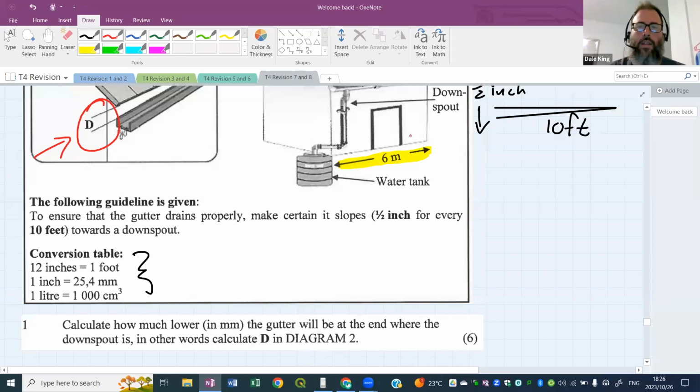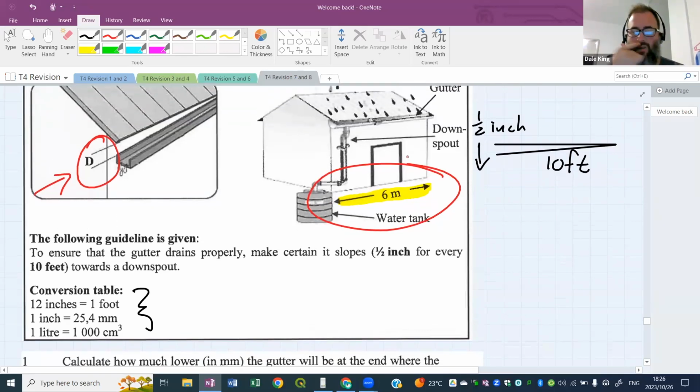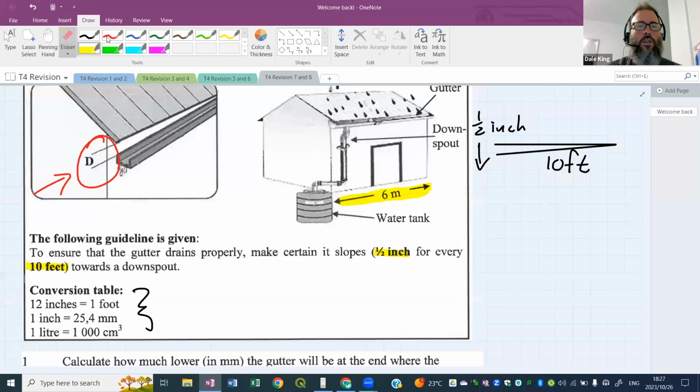Well, we know that the whole gutter must be the length of the house, which is 6 meters. Someone needs to come tell me how do we work out how far down the gutter must be at the end here for this house if we have to consider a 1/2 inch for every 10 feet in this scenario? Somebody? Anybody?